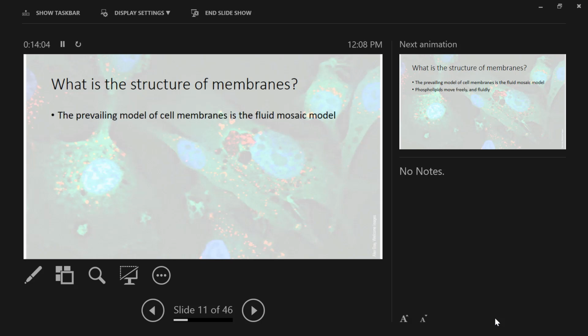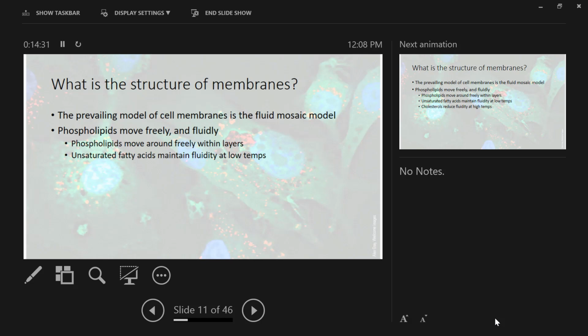Anyway, sorry. So the prevailing model of cell membranes is what's called the fluid mosaic model. That it's a fluid structure in which phospholipids can move freely and fluidly. You like that adverb, right? The fluid mosaic model, fluidly. And so phospholipids can move around freely within the layers. Unsaturated fatty acids, we talked about, maintain fluidity at low temperatures. Cholesterols reduce fluidity at high temperatures. Okay? And so the idea here is, again, this is a very fluid structure.